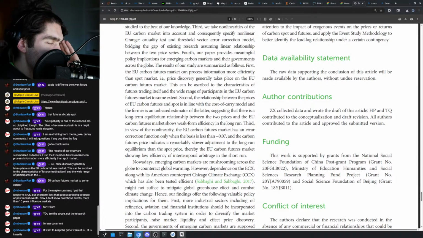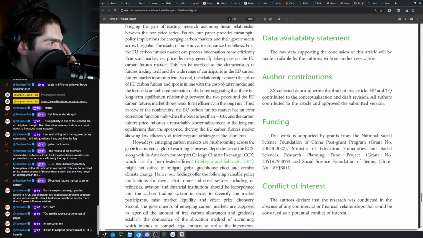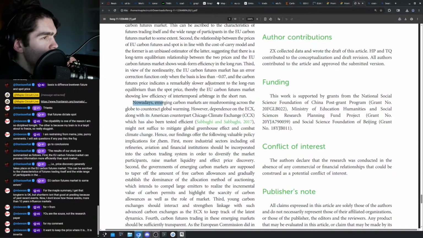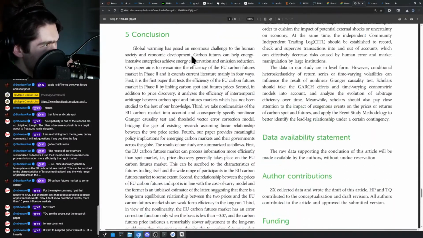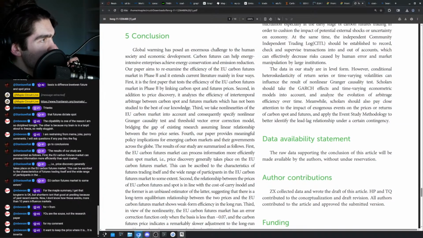I'm 99% sure that when they say efficiency here, it's efficiency in tracking the price. So that's why they're talking about arbitrage. Like, we're not talking about an engine here. Nowadays, let's go on. They're actually reinforcing what I read earlier.